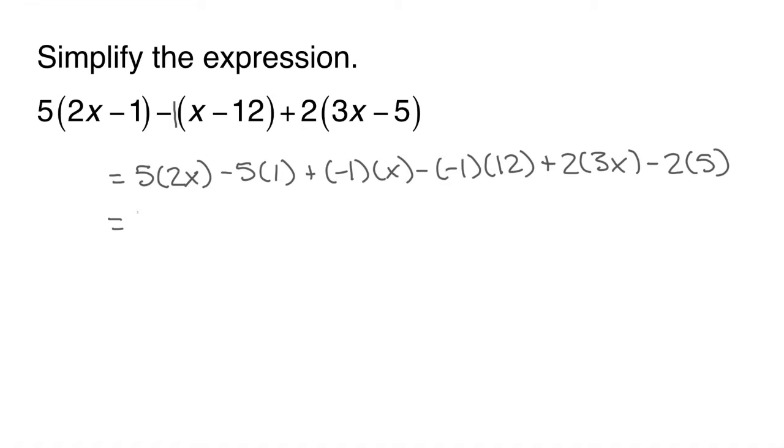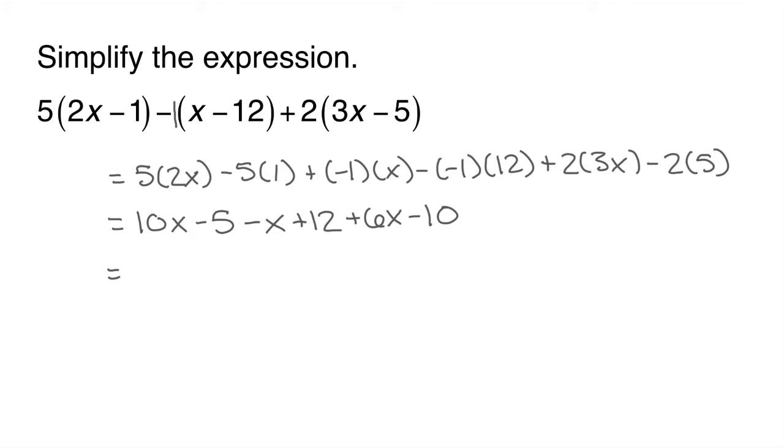5 times 2x is 10x, minus 5 times 1 is minus 5, plus -1 times x is minus x, minus -1 times 12 is plus 12, plus 2 times 3x is plus 6x, and minus 2 times 5 is minus 10. Now we can combine like terms.